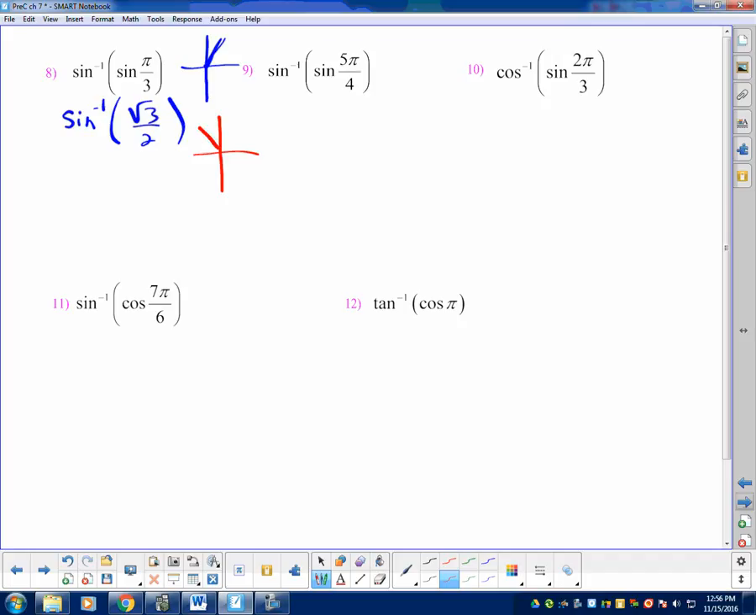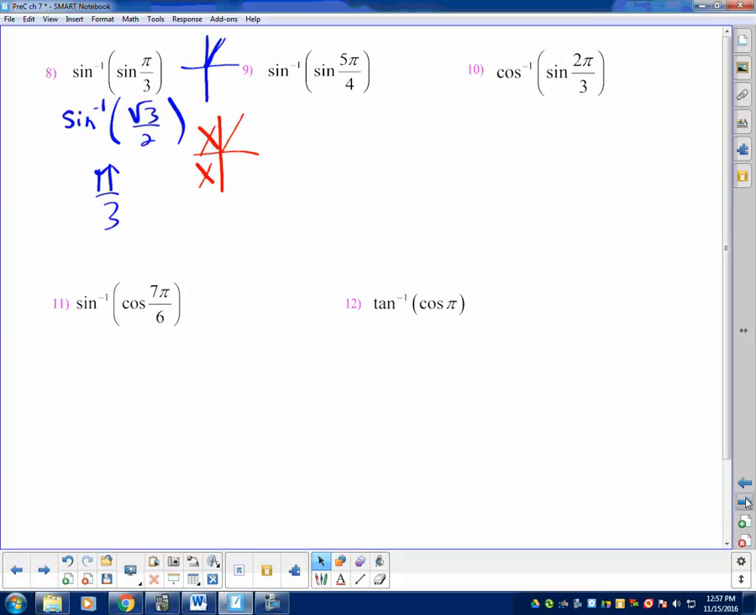So x-out, x-out. Where's my picture going to be here? The arc whose sine is root 3 over 2 is up here again, right? So what's the angle that goes with it? Pi over 3, good. So, what observations are you making here? They cancel each other out.